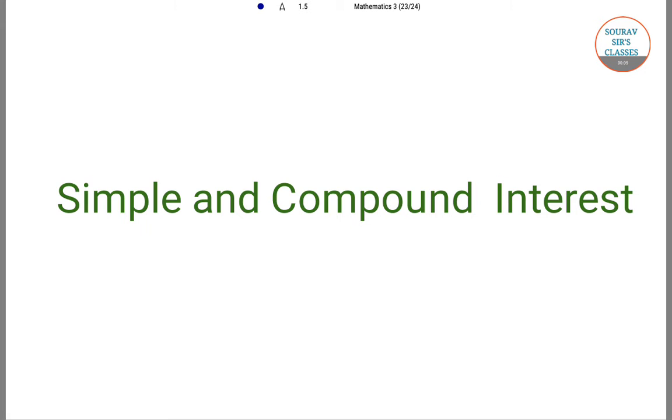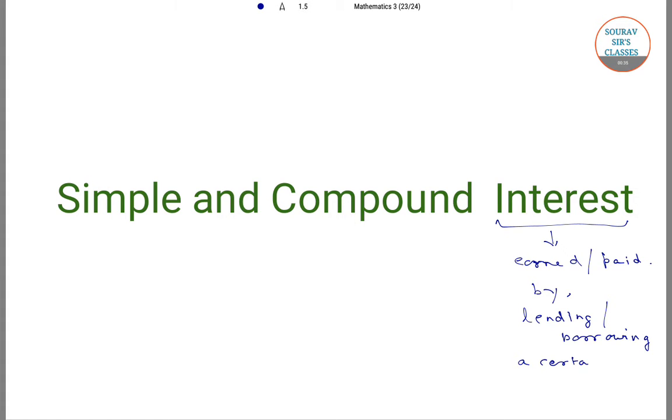The topic of this video is simple and compound interest. Now, what is interest? Interest is the amount earned or paid by lending or borrowing a certain sum of money for a certain period of time.